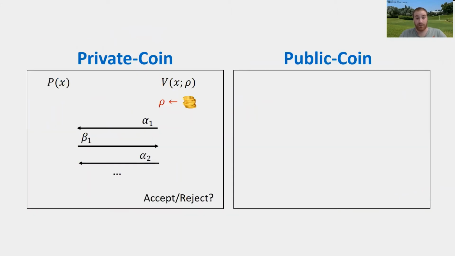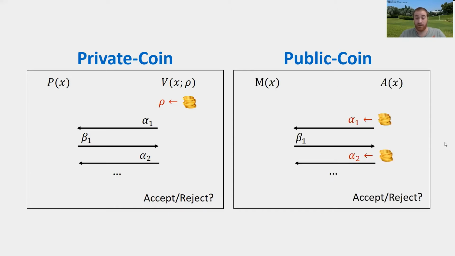A private coin interactive proof is one where the verifier begins by choosing secret randomness, and then all of its messages can depend both on this randomness and on whatever it received from the prover. At the end of the protocol, it looks at the randomness, looks at the entire transcript, and decides whether to accept or reject. On the other hand, in a public coin proof, the verifier only sends uniform and independent randomness in every round.